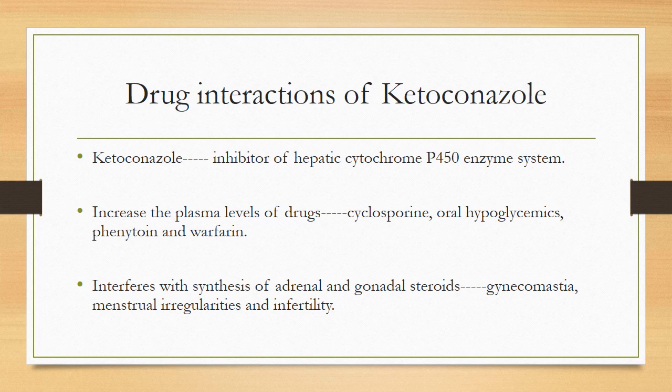These are some important drug interactions of ketoconazole. Ketoconazole is an inhibitor of the hepatic cytochrome P450 enzyme system. Ketoconazole increases the plasma level of drugs like cyclosporin, oral hypoglycemics, phenytoin, and warfarin. Ketoconazole interferes with synthesis of adrenal and gonadal steroids, causing gynecomastia, menstrual irregularities, and infertility.